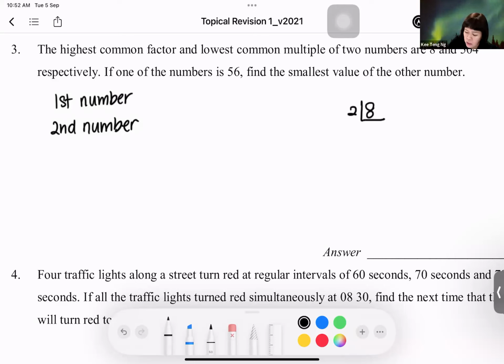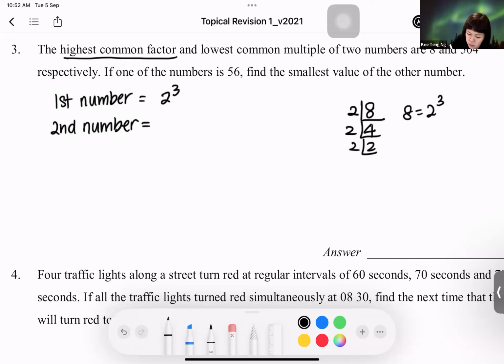But first, let us split 8 into its prime factors, the product of its prime factors. 8 divided by 2, divided by 2. 8 is actually made up of 2 cubed. If it's the highest common factor, it means both the numbers must have 2 cubed to start off with. I can have 2 to a larger power, but I must have 2 cubed minimally, to the power 3.